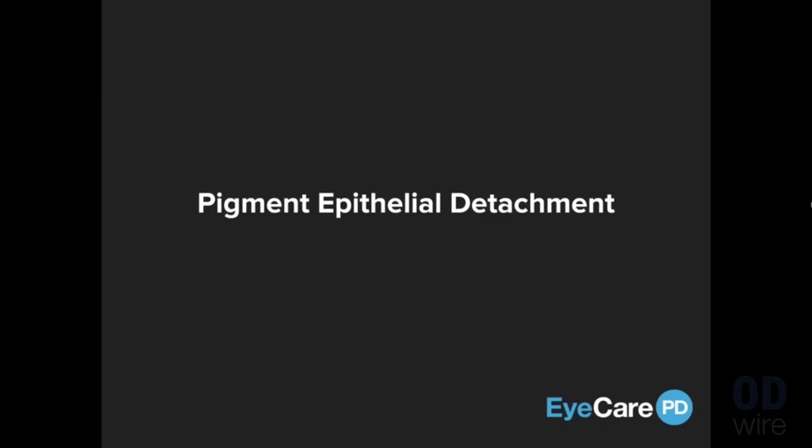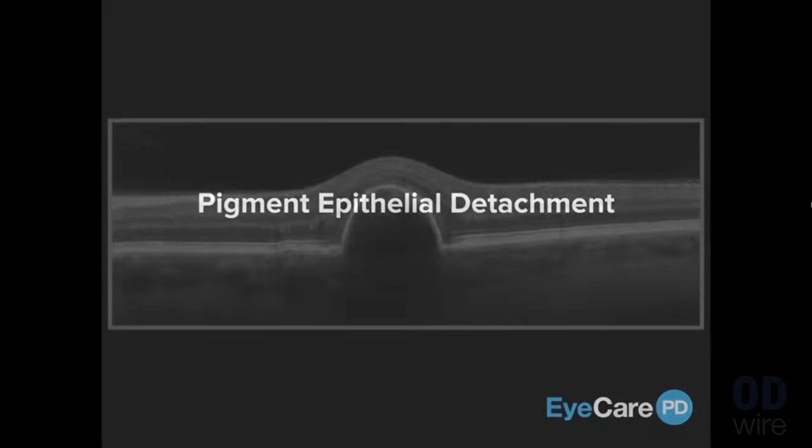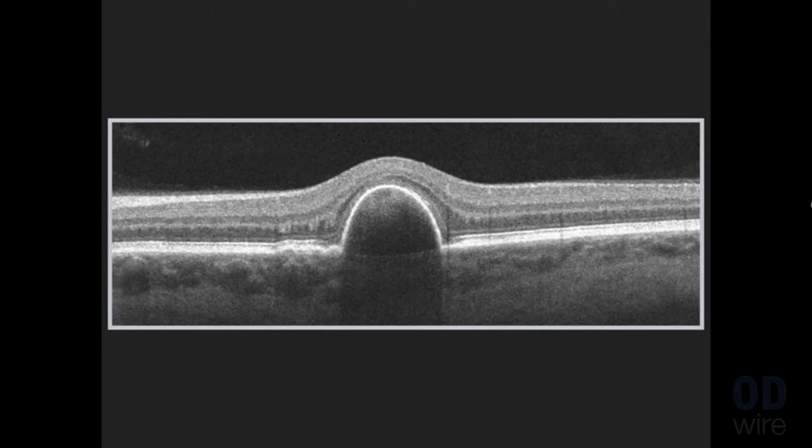Pigment epithelial detachments. Let's take a look. Pigment epithelial detachments can be seen in this image, or rather there's one isolated large pigment epithelial detachment that's seen in this image, again simply found by identifying the retinal pigment epithelium and looking for areas of elevation. Those areas of elevation of the RPE are going to be your pigment epithelial detachment.